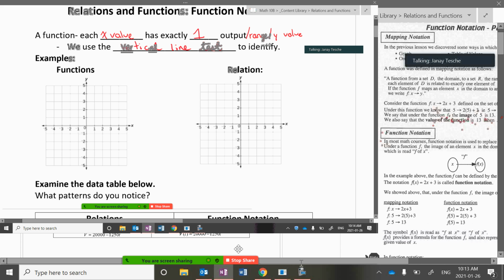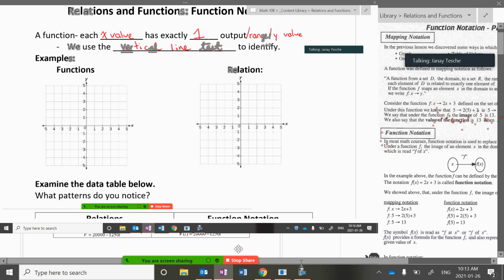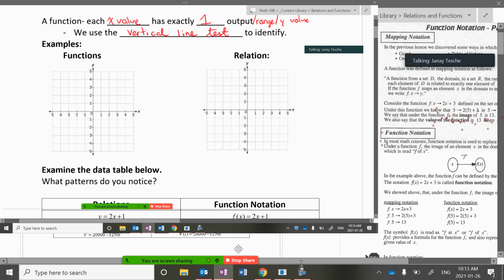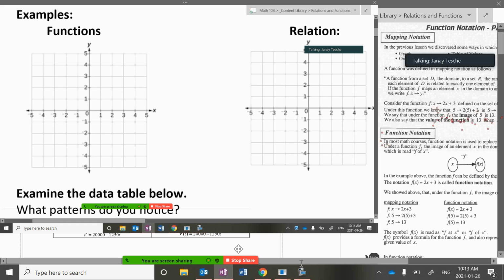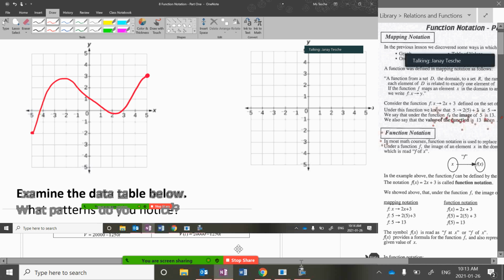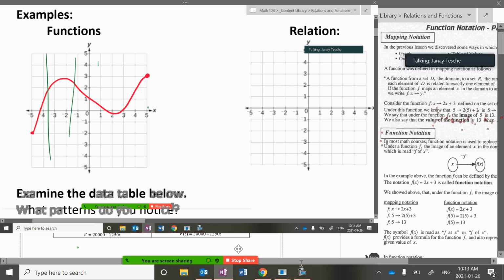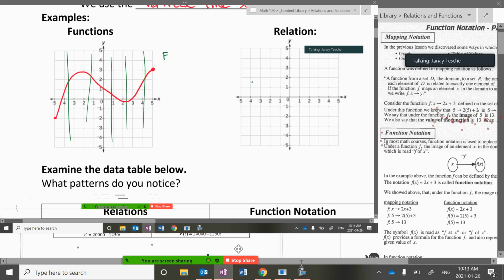I just want to draw an example because I think this is something good for us to review, but this is purely review. A function could be something if it starts here, goes like this. That would be a function. I can draw a straight line all throughout this graph, and I'm never going to hit that line multiple times. I'm only going to hit it once. Lovely. So this one would be a function.